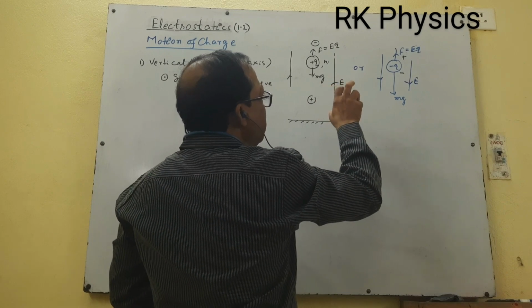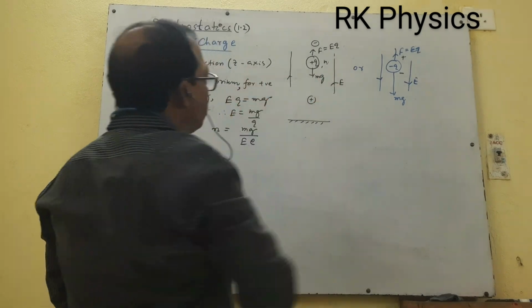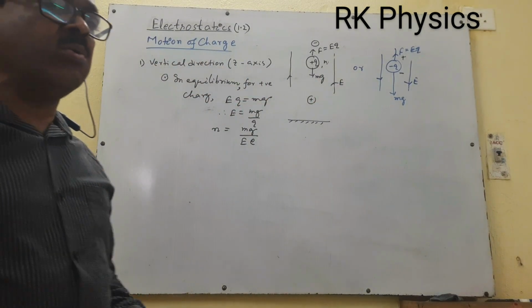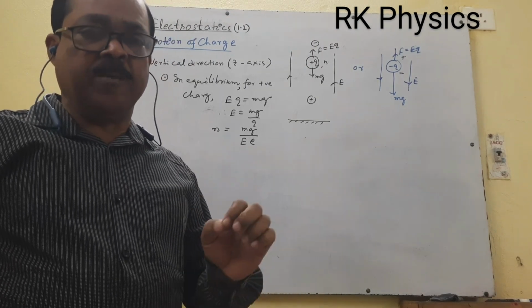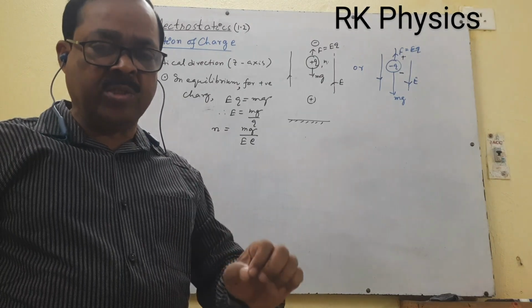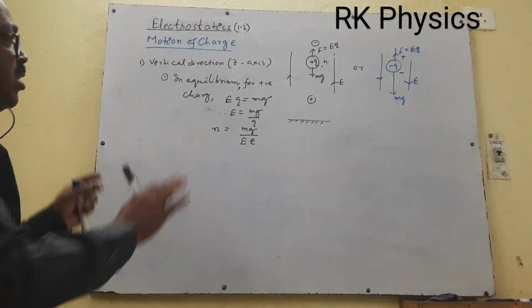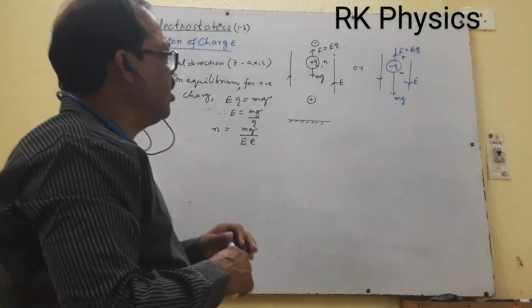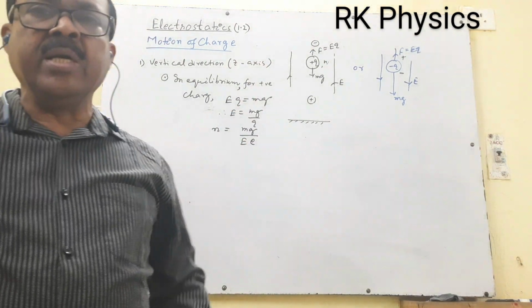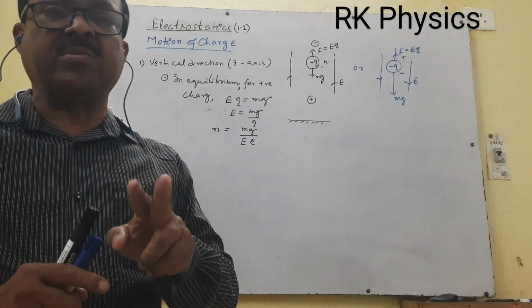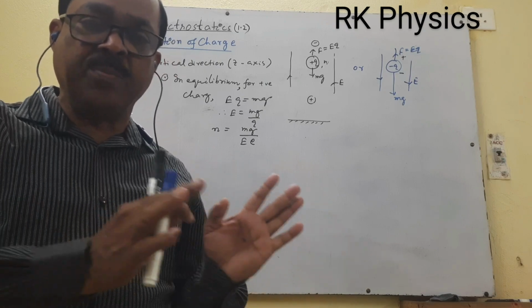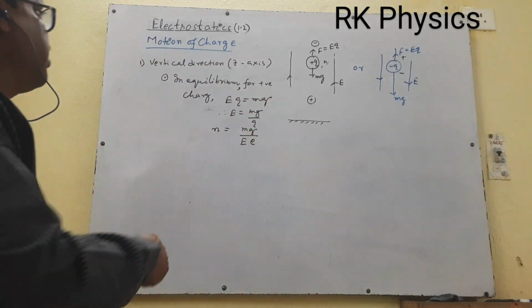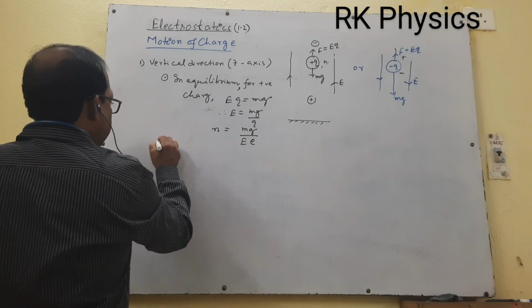Our aim is to produce equilibrium. So to produce equilibrium anyhow, F equal to EQ must be equal and opposite to that of mg. This is our motto. So accordingly, what should be the direction of field? It depends upon whether you are taking positive charge or you are taking negative charge. It depends upon that. Now let us come to another point.